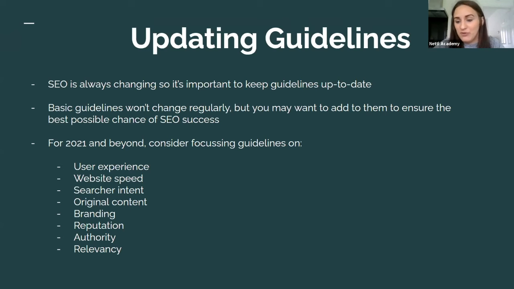It's about having the original and the best unique content that you can possibly have on your site. And then these last four are all really quite similar: branding, reputation, authority, and relevancy. So that's what I've mentioned about how you promote your business as much as you possibly can. You don't have to be an SEO person to do any of this.